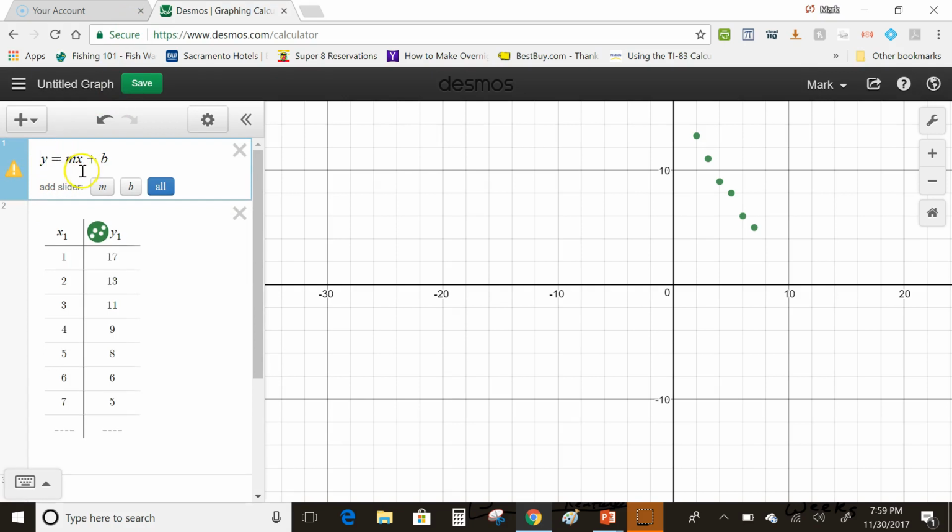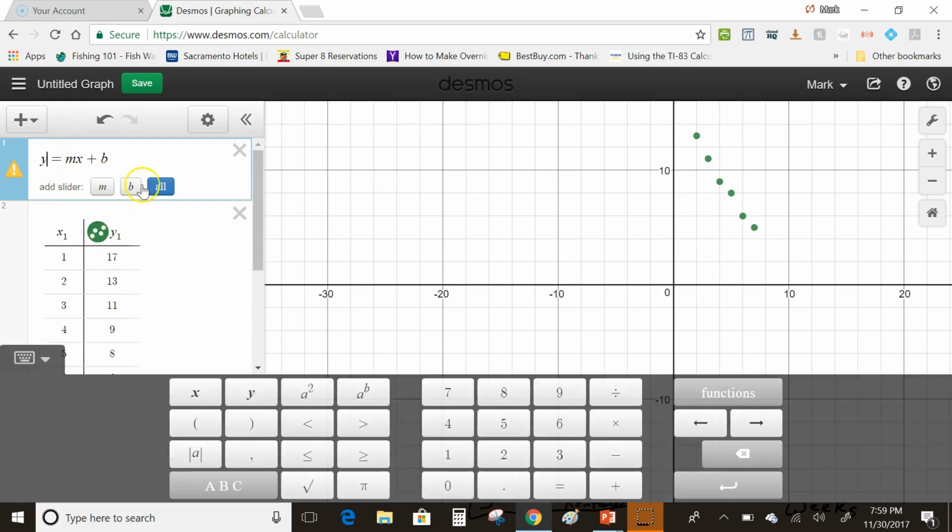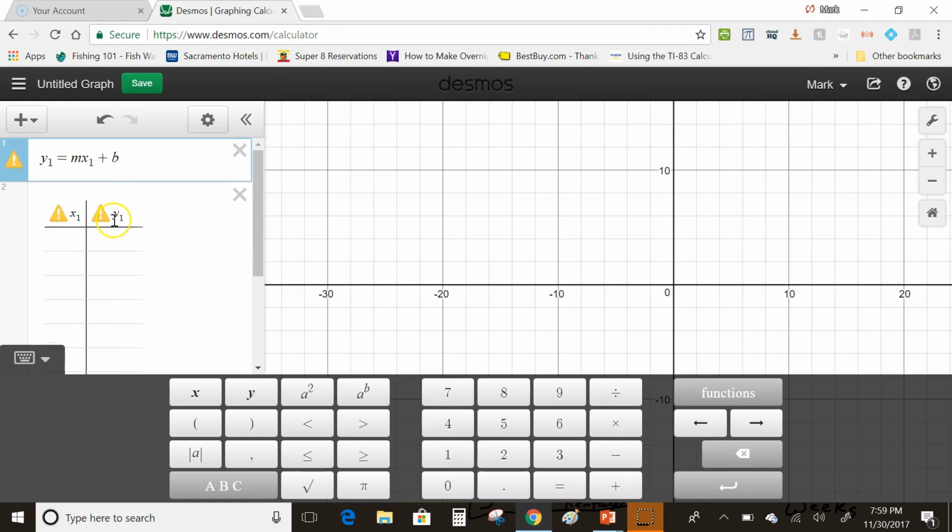Second, I need to look at what y is. Well, y isn't called y in my table. It's called y1, so I'm going to put a 1 after this. And x isn't called x. It's called x1, so I'm going to put a 1 there. And now it just changed my table.